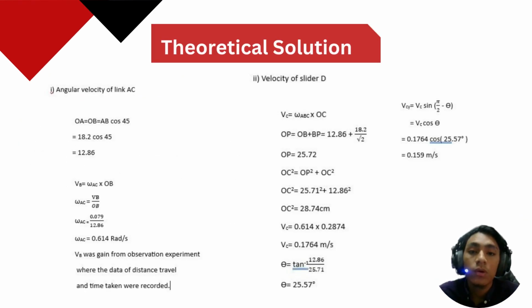Alright, next we're going to the theoretical solution, to calculate the angular velocity of link AC and velocity of slider D. So in this case, velocity of actuator was observed from the distance travelled and the time taken, which as we can see here is 0.079 meter per second.